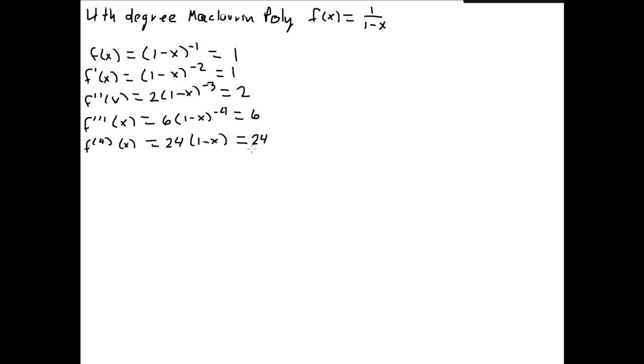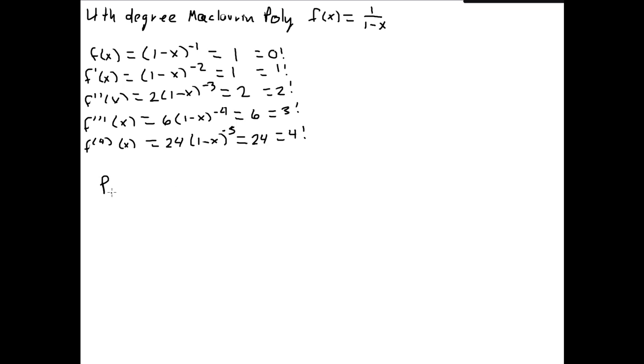Now, let's take a look at these numbers. They happen to be equal to 0 factorial. This is 1 factorial, this is 2 factorial, 3 factorial, and 4 factorial. If we keep going, whoops, I need negative 5 there. We'll multiply by 5, then we'll multiply by 6, and we'll multiply by 7. So you just keep getting the factorials.